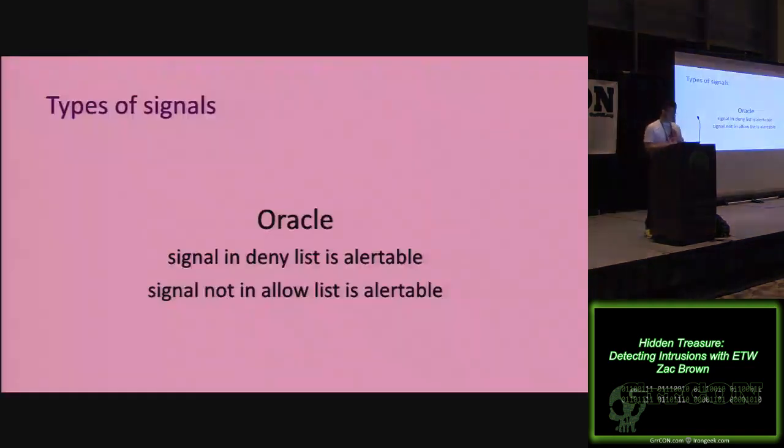So, number one is an oracle signal. Oracle is the general word that I use for source of truth or for deny lists and allow lists, right? You have something, a system, a list, whatever, that tells you, yes, the IP is good, or no, the IP is bad, or yes, the command is good, no, the command is bad. So signals in your deny list are alertable, signals not in the allow list are alertable. And this is a super handy way to think about this problem for us, because we spend so much time trying to codify what knowledge we have, and it often turns into an oracle. It turns into this source of truth.